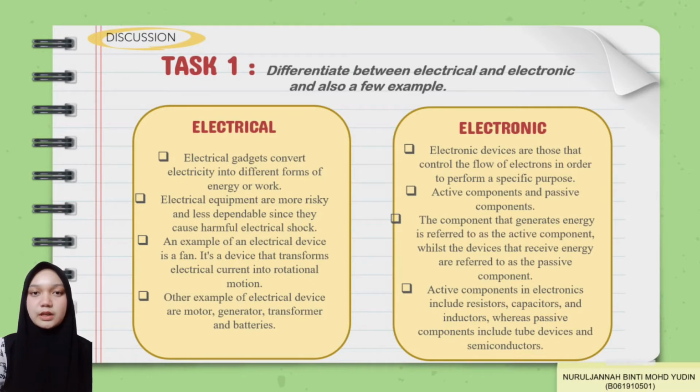An example of electrical device is a fan. It is a device that transforms electrical current into rotational motion. Other examples of electrical device are motor, generator, transformer, and batteries.